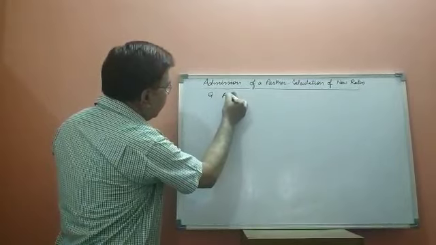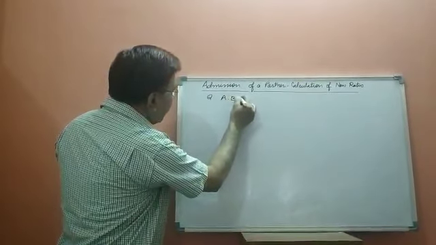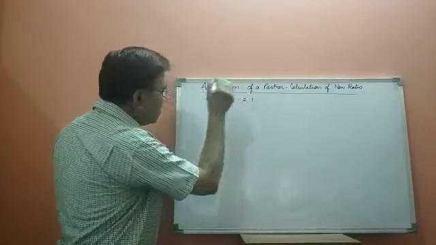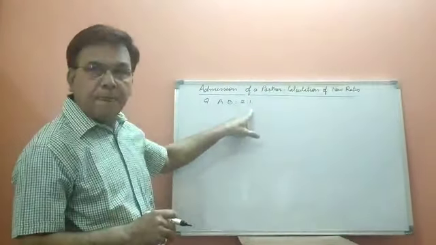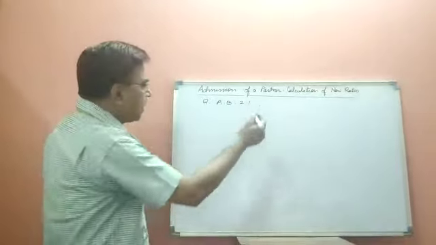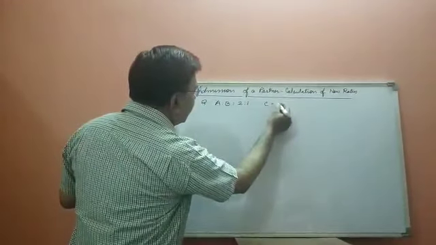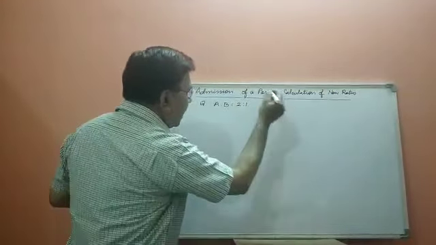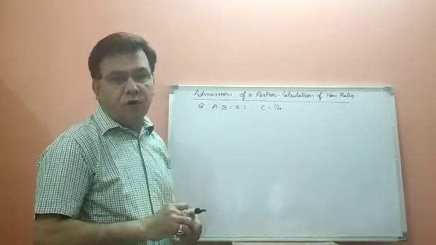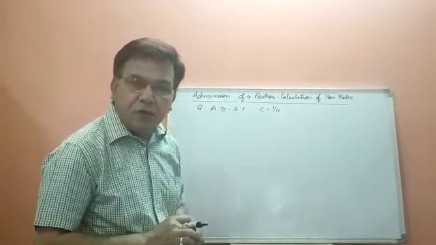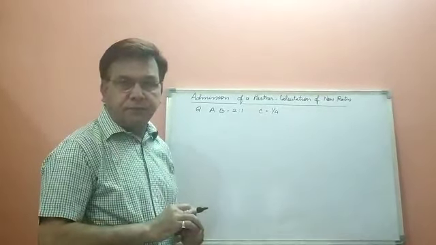Suppose A and B are partners sharing in the ratio of 2:1. C is a new partner and C has a sharing ratio of 1/4. Now we have to calculate new ratios.